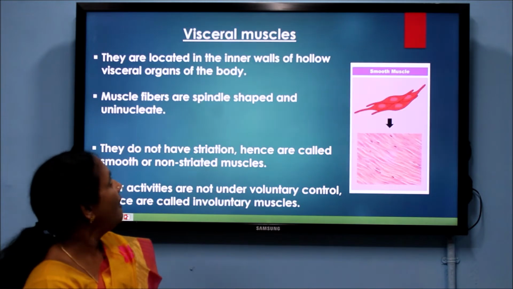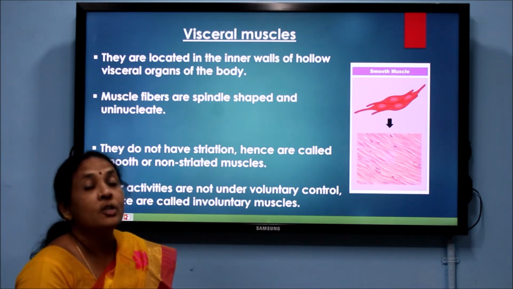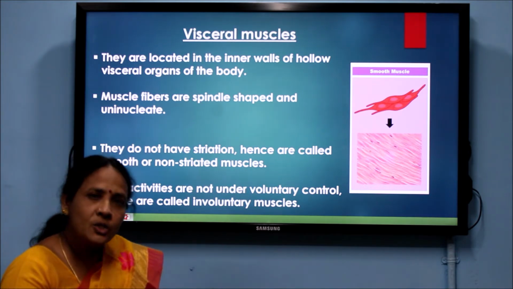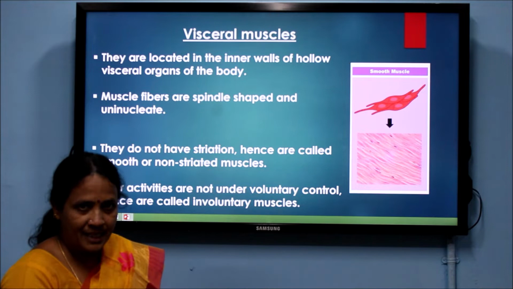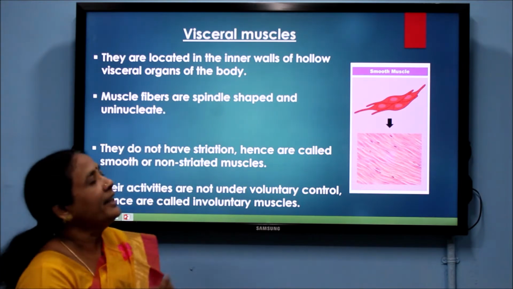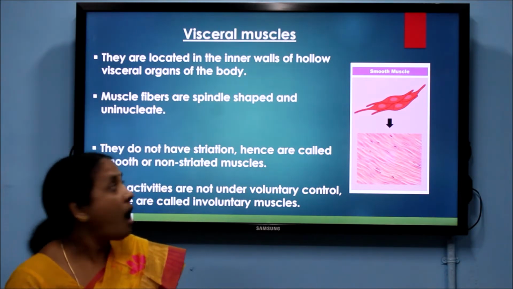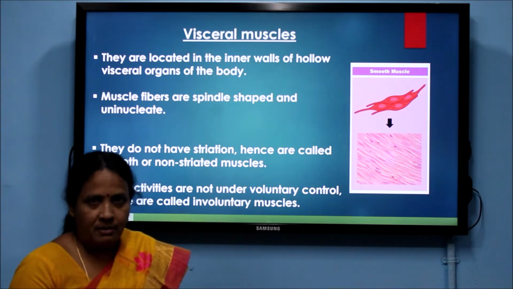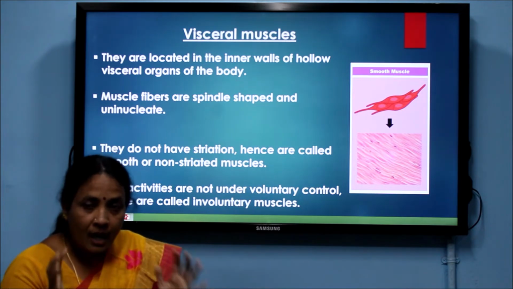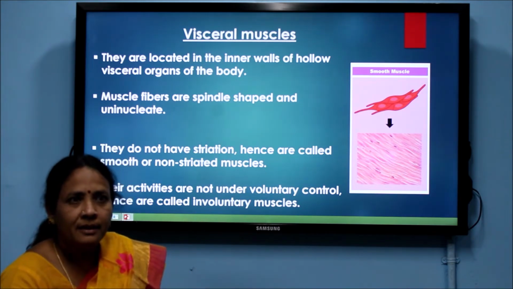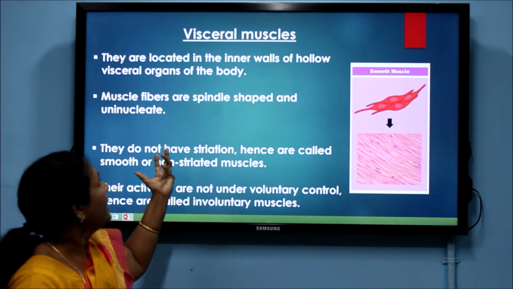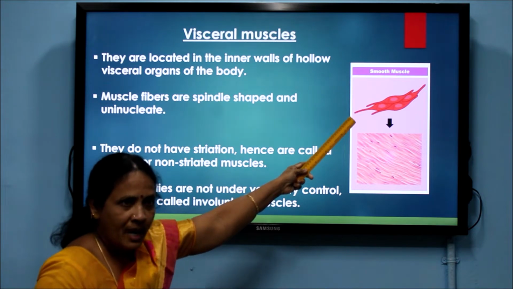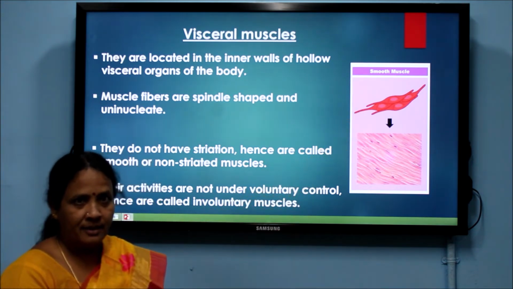Next we will see the visceral muscle. The visceral muscle is also called non-striated muscle and smooth muscle. Why? They are located in the inner walls of the hollow visceral organs of our body. Hollow means empty. The organs are lined by the visceral muscles. They are spindle in shape and uninucleated.